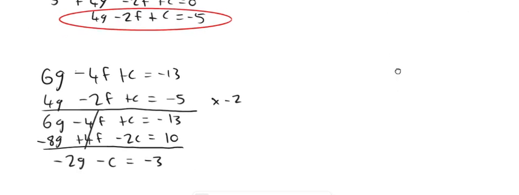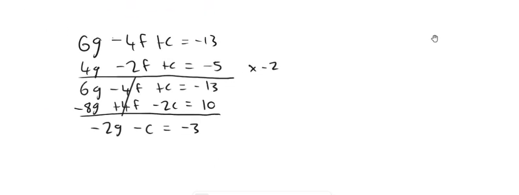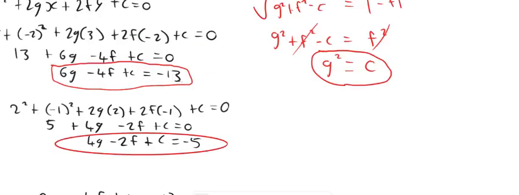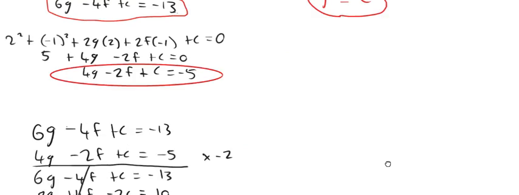So now minus 2g minus c is equal to minus 3, so I can figure out what c is. So c is equal to minus 2g plus 3. So I know that c is equal to that, and I also know that c is equal to g squared. So therefore I can let g squared be equal to minus 2g plus 3.